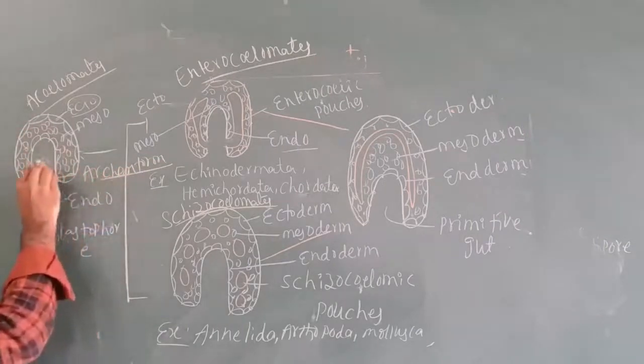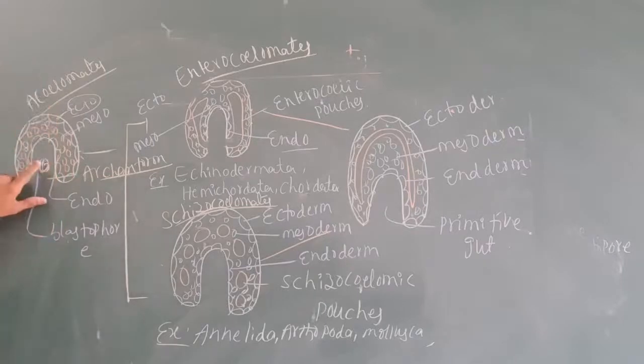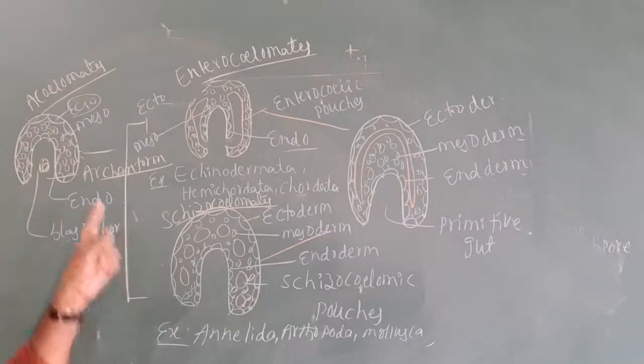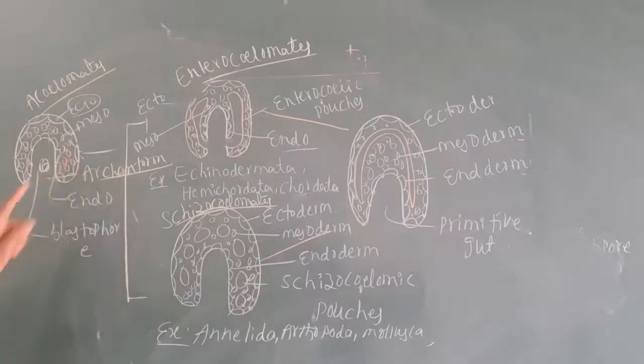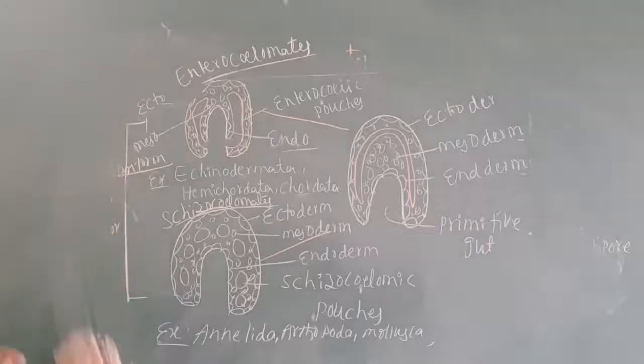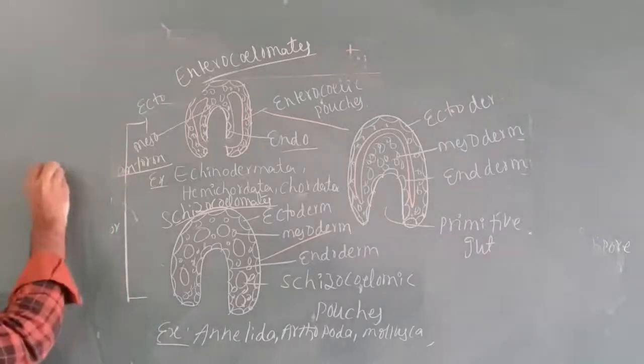Archenteron is the primitive gut of the elementary canal. This is the elementary canal and the body wall. The space is not there. The space is filled with what? Mesoderm. So that is about acoelomate animals. Now the acoelomate is completed. Then now you can take the eucoelomates.